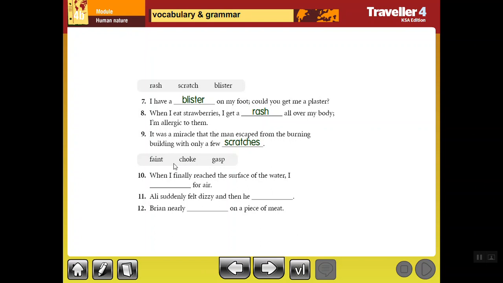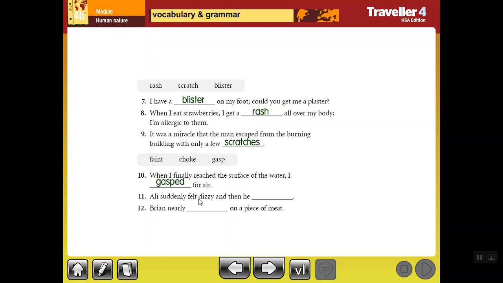Faint, choke, gasp. These are 3 verbs which are always or sometimes similar in meaning. Faint in Arabic means يفقد الوعي أو يغمى عليه. Choke يختنق. Gasp يلهث. When I finally reached the surface of the water, if you are under the water for a period of time, when you come up or reach the surface of the water, you will take a breath quickly. Yes, I gasped for air.